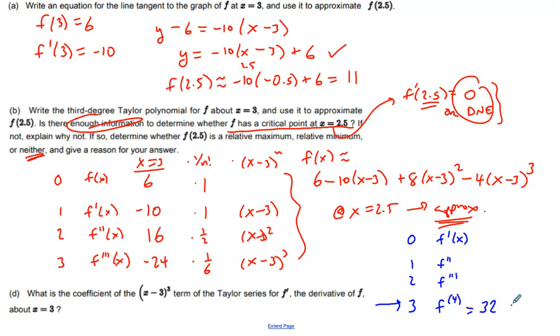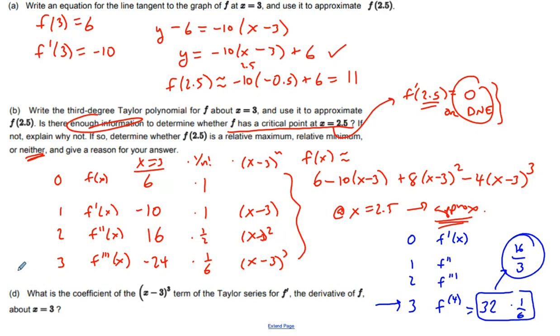This one gets multiplied, although it's the third, so we're still going to be looking at the 1, the 1, the 1/2, and the 1/6. This is going to be our coefficient. This reduces to 16 thirds. So there's your coefficient. And that's question number 5.